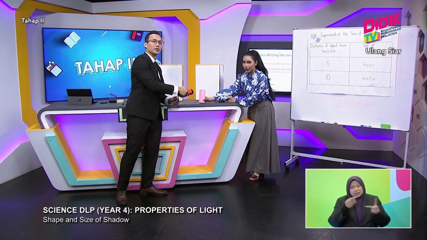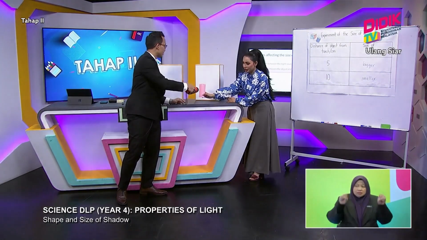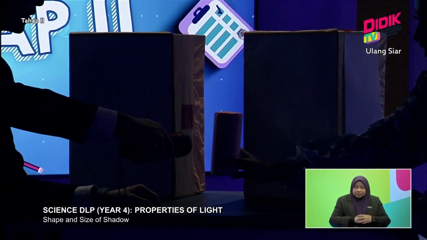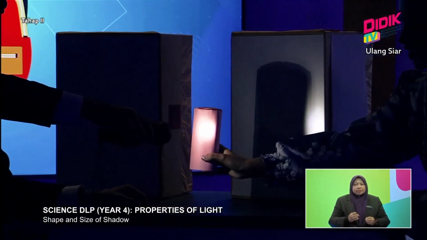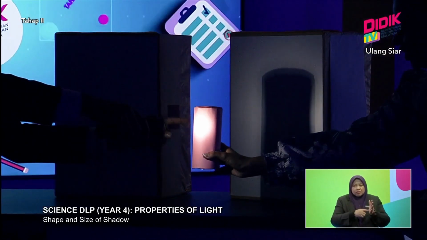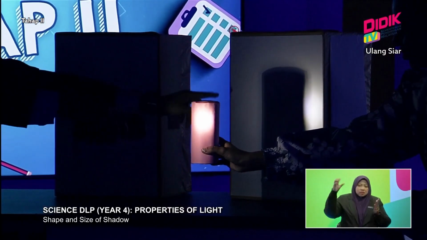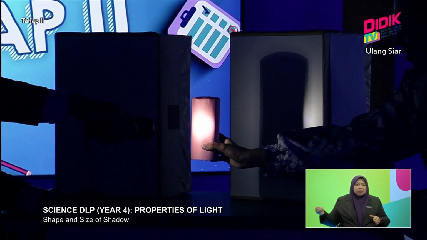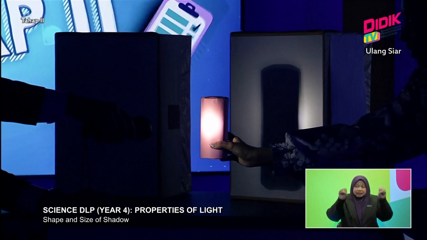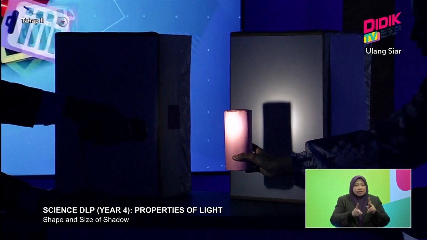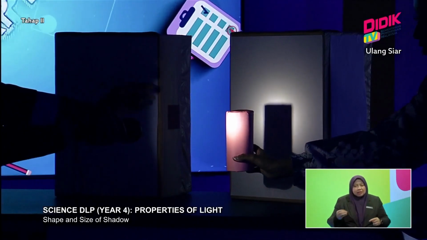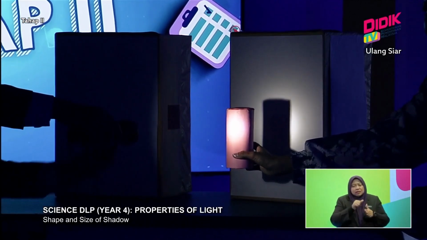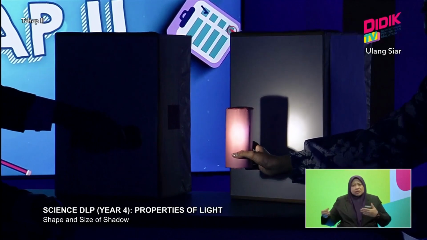Let's try it from here. We need to wait for the lights to be dim. Alright, let's cue the lights and see. Now it shows that the light source, the object and the screen are far from each other. So the shadow formed is bigger, right? Let's move it closer. When the distance between the screen and the object is nearer, the size of the shadow is also smaller.